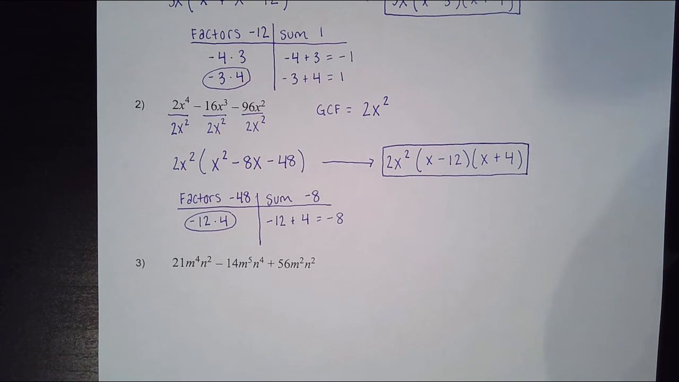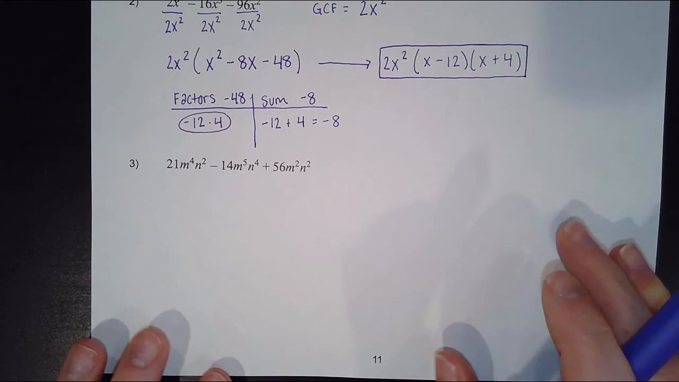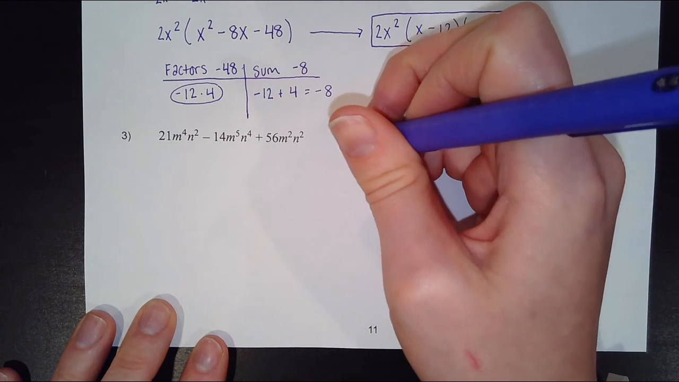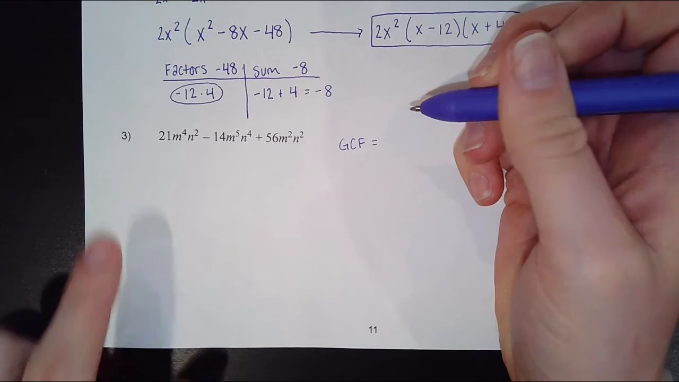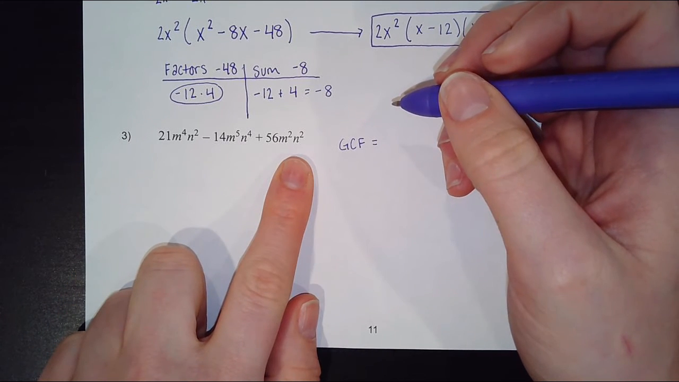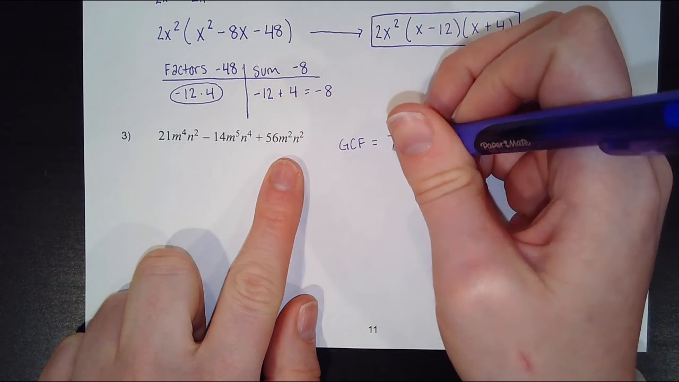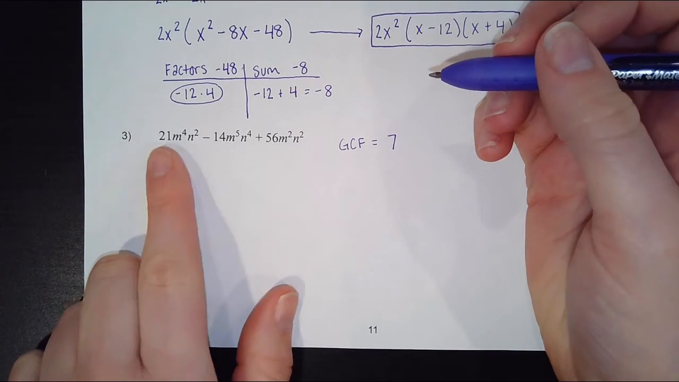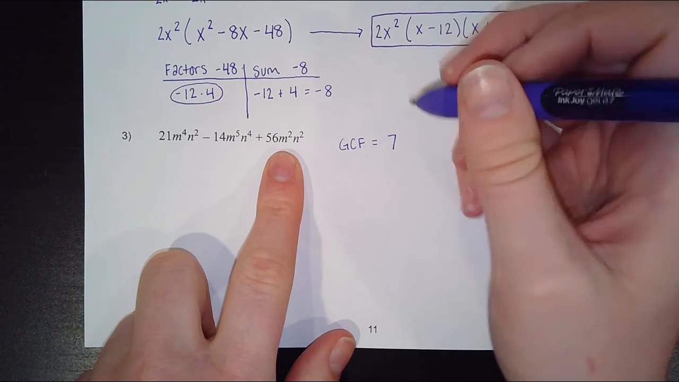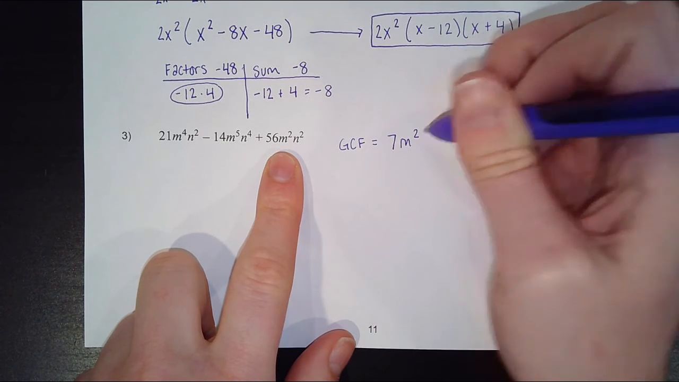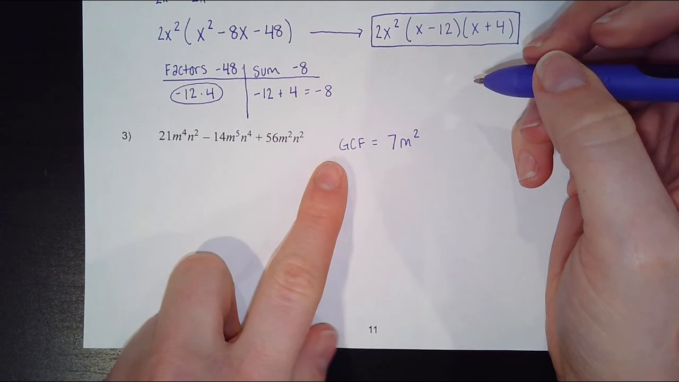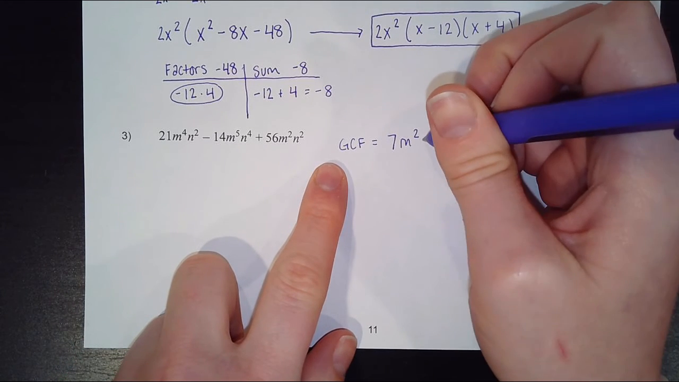All right, let's try one more. Again, first we'll look for the greatest common factor. We have 21, 14, and 56, so 7 would go into all of those. For m's, I want my lowest exponent between 4 and 5 and 2. That would be m squared. And for n's, here we have a 2, a 4, and a 2, so that would be n squared.